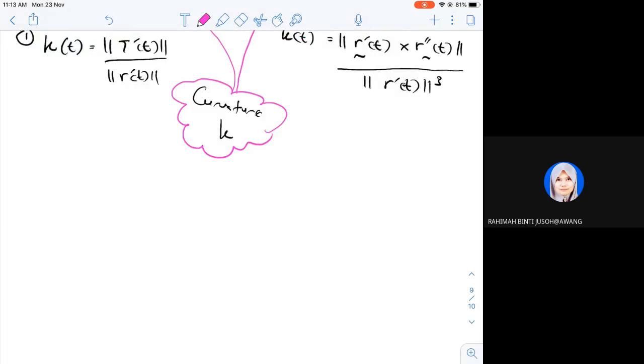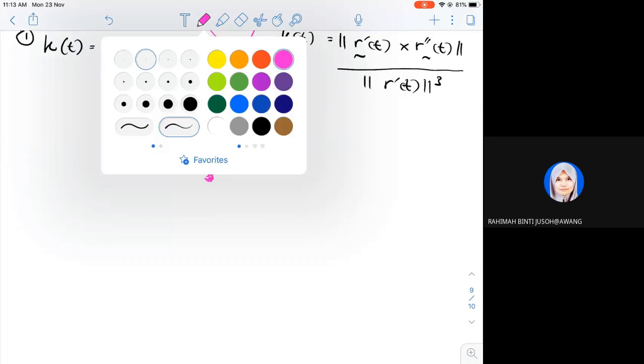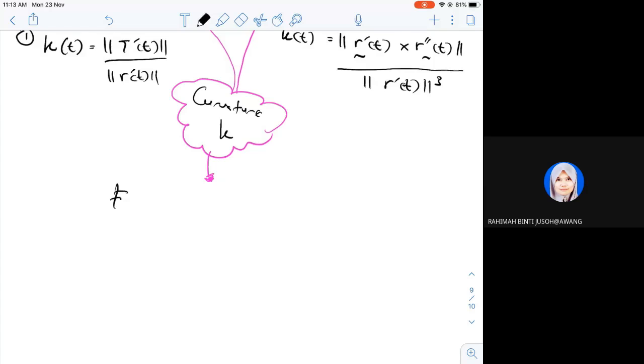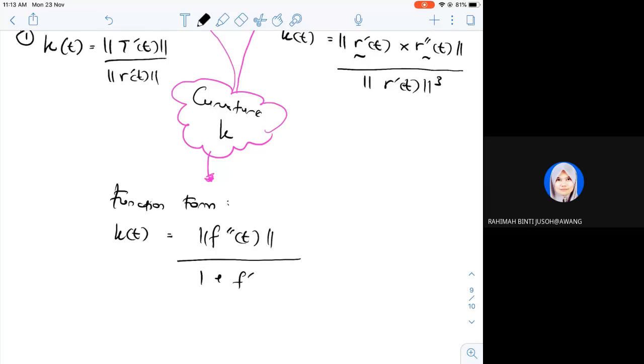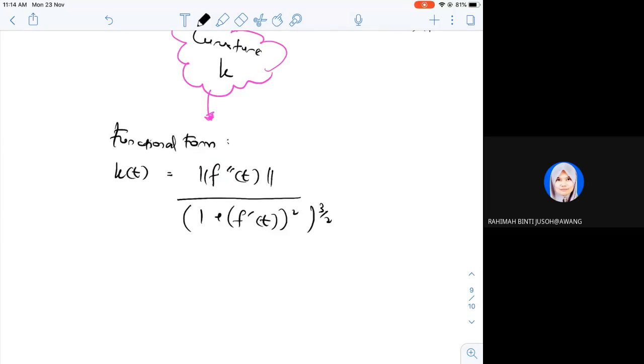Number 3, the last one, we will have a functional form. Okay, functional form of curvature, kappa of t, we will have the magnitude of f double prime t divided by 1 plus f prime t squared to the power of 3 over 2. Okay guys, for this functional form.